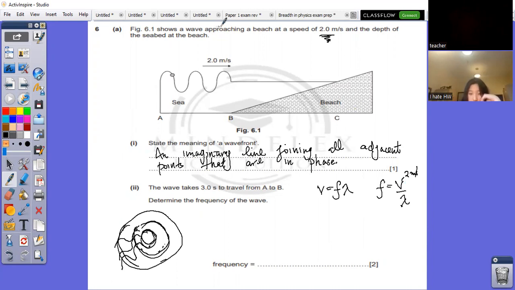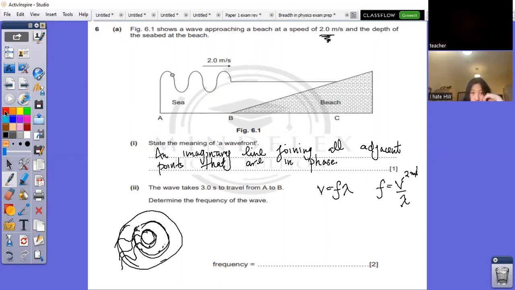It shows a wave approaching a beach on the depth of the seabed. Can you actually do this? Pardon? I'm just trying to check the question again. Oh. The wave takes 3 seconds to go from A to B. Okay. Ooh, they're being very crafty. They're being very, very crafty. Wow, what a question.